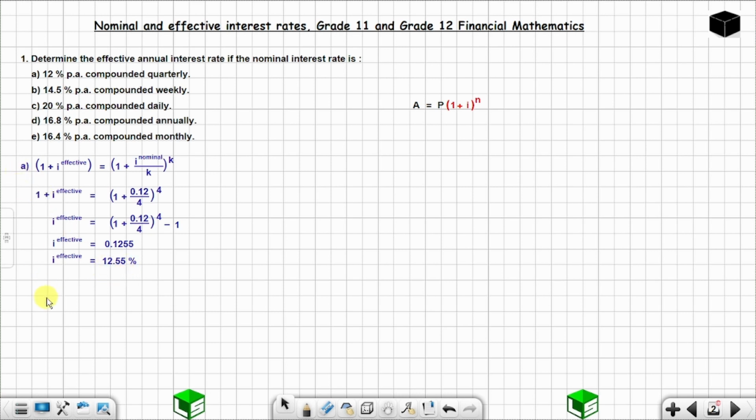Okay, question B. We're still going to use this formula. Now you have 1 plus effective annual interest rate, equal to, in bracket, 1 plus the nominal interest rate, which is 14.5% per annum. Divide by 100, you are going to have 0.145 over k. k is equal to 52, because this is compounded weekly. You have 52 weeks in a year. So you are going to have 52 and then close your bracket to the power of 52.